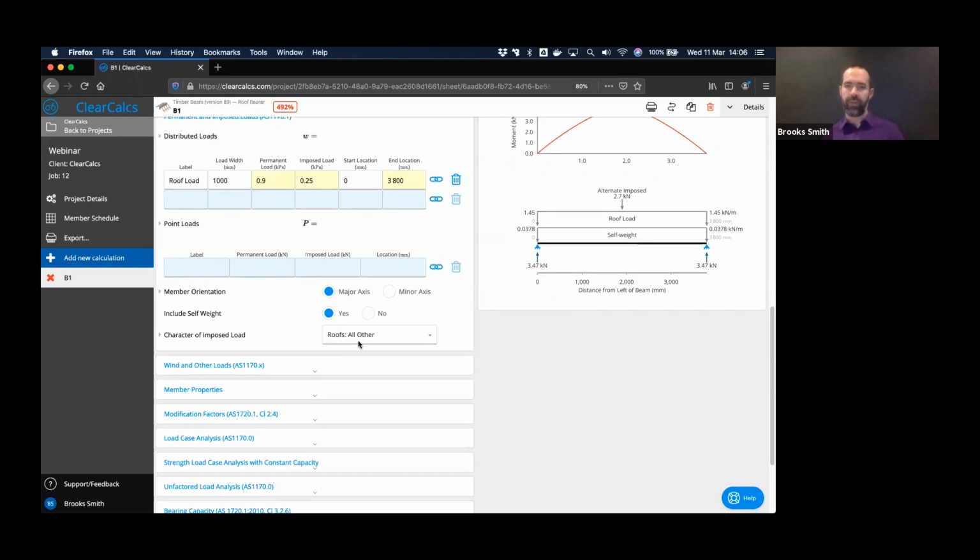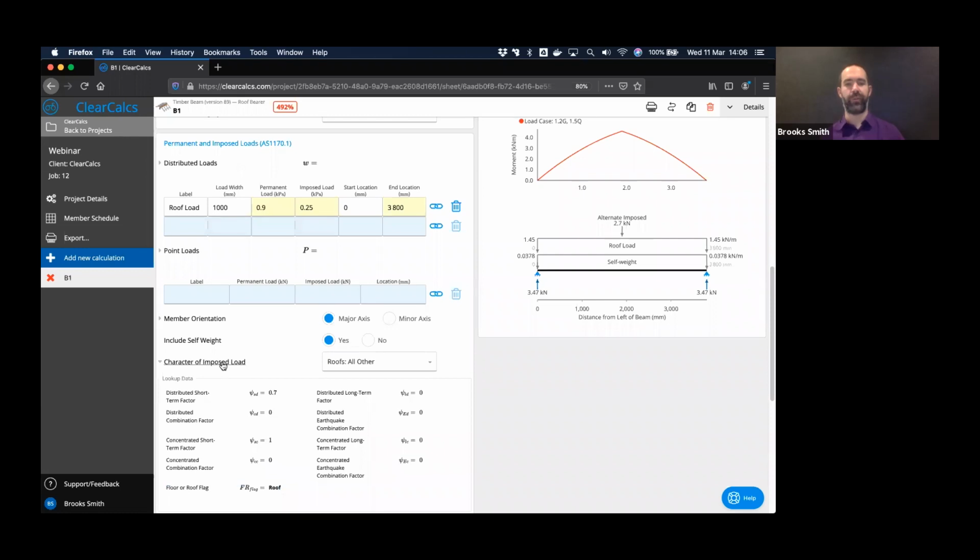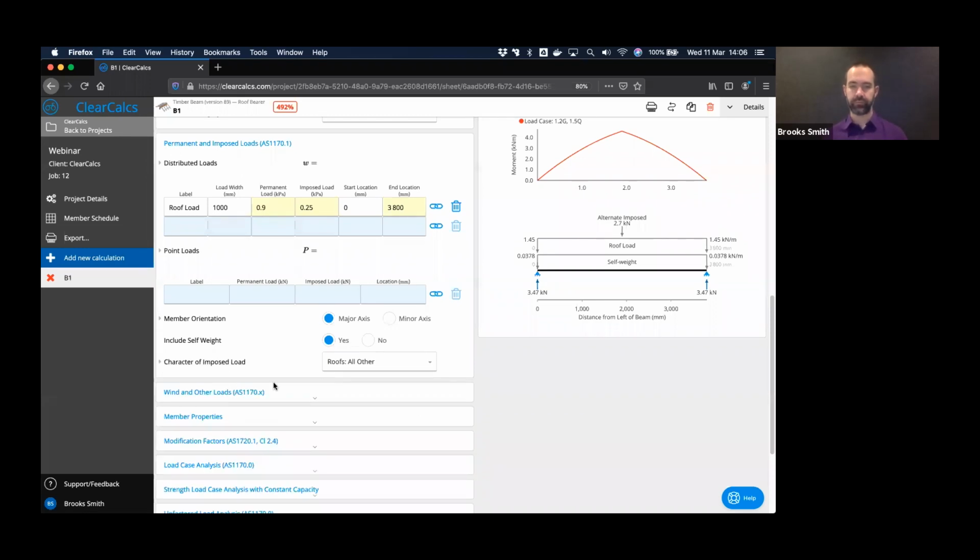The character of the imposed load, again, just to be clear, this input does not actually affect the magnitude of your loads. What it affects are the factors that are multiplied onto your specific load case. I will talk about those in a separate upcoming webinar, talking about loads and load combinations. But this doesn't affect your magnitudes. It affects factors that are multiplied in the load cases.